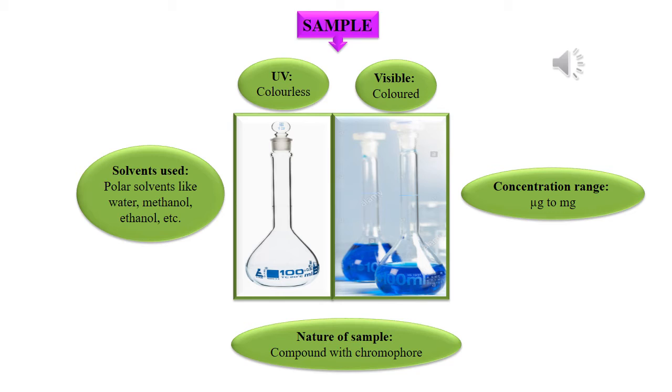For UV analysis, we'll be analyzing colorless samples. For UV range from 200 to 400, we'll be analyzing colorless samples. Whereas in visible, we can differentiate the colors. All Vibgyor colors can be differentiated, so it is called colorimetric analysis also. So colored solutions are measured by using visible range, that is from 400 to 800 nanometer, whereas UV wavelength is having more energy compared with visible radiation.